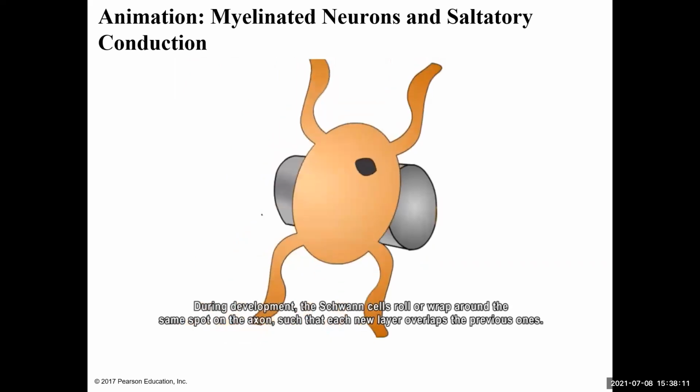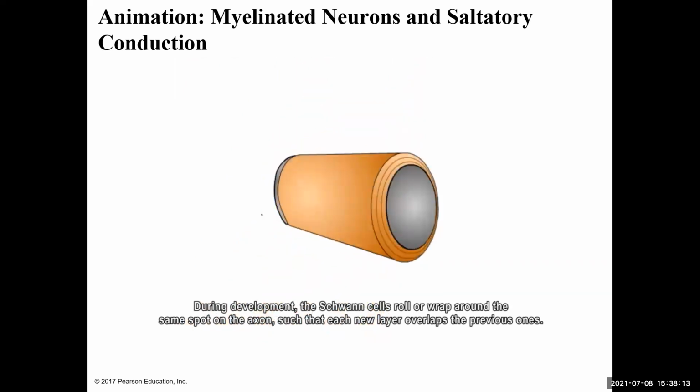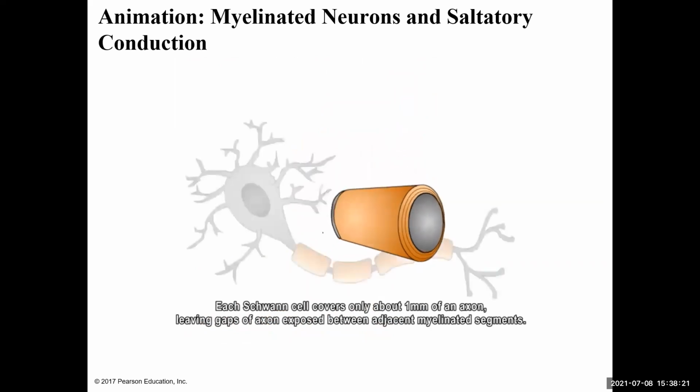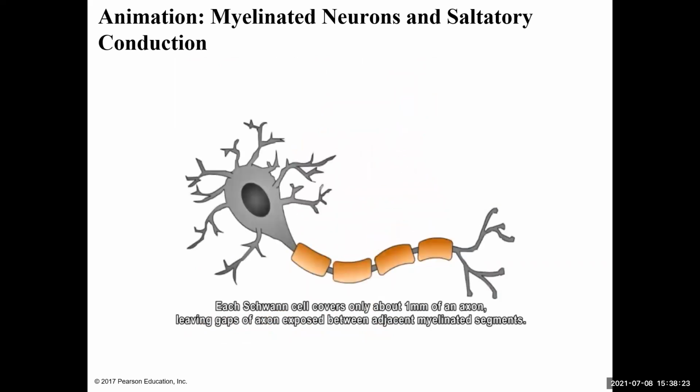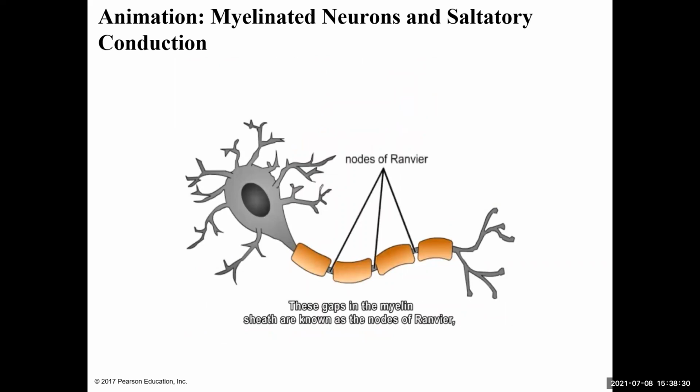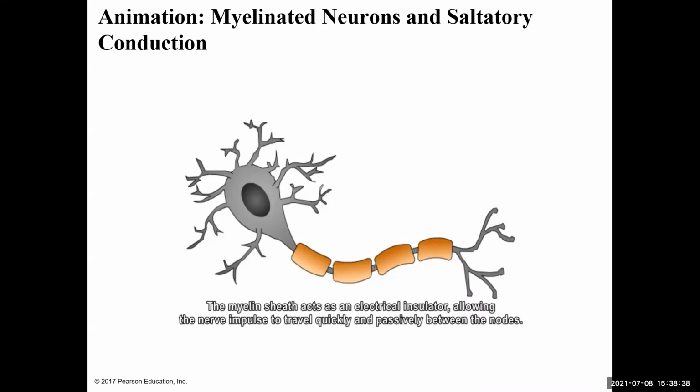During development, the Schwann cells roll or wrap around the same spot on the axon, such that each new layer overlaps the previous ones. Each Schwann cell covers only about 1 millimeter of an axon, leaving gaps of axon exposed between adjacent myelinated segments. These gaps in the myelin sheath are known as the nodes of Ranvier, and their presence is very important to the speed at which a neuron transmits messages.